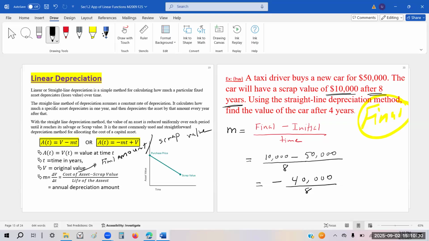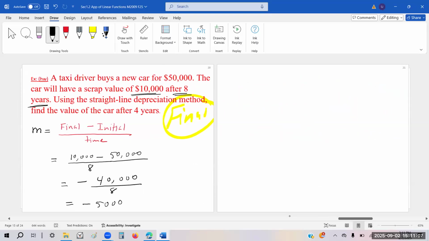You're going to find how much money it is after 4 years. So first you have to know your annual depreciation rate. You know after 8 years it is 10,000. So if you can calculate how much per year, you can easily figure out after 4 years how much money you're going to lose. So what's the depreciation rate? Negative 5,000 means each year you're losing $5,000. So in 4 years, how much are you going to lose? 20,000.